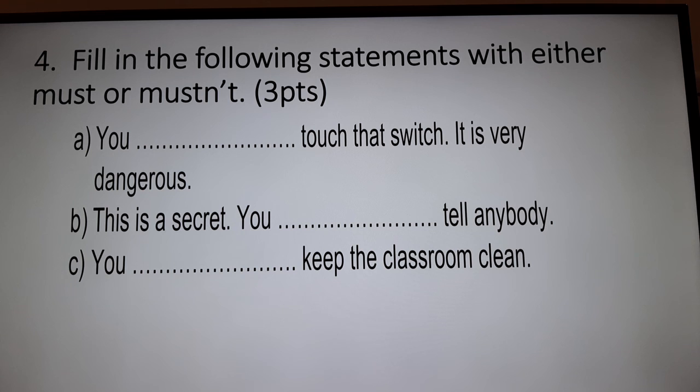Let's go to the correction. For the first one, of course, we use mustn't. Why? Because it's dangerous, so you mustn't touch the switch. B, this is a secret, so of course, you mustn't tell anybody. And C, what about the classroom? You must keep the classroom clean.